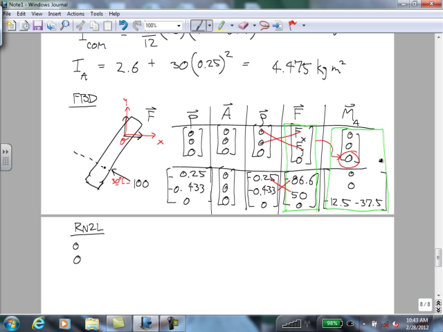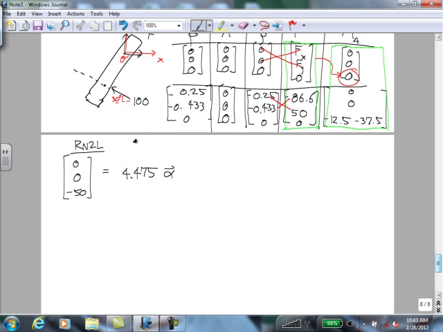So rotational Newton's second law now says, add these up, you get 0, 0, negative 50 is equal to, the moment of inertia is 4.475 times the alpha vector. And so the angular acceleration is 0, 0, negative 11.1732 radians per second squared.